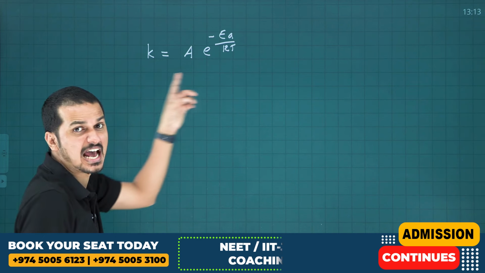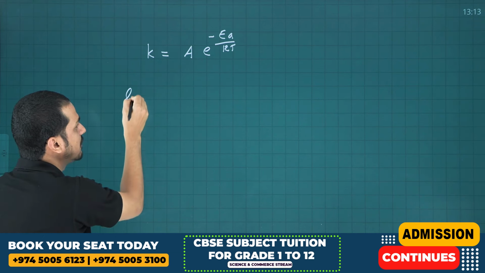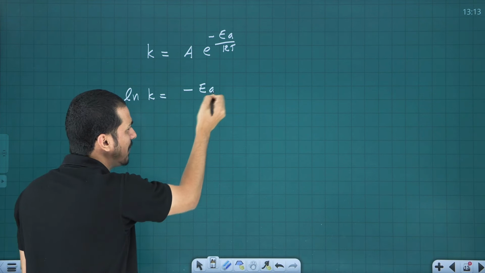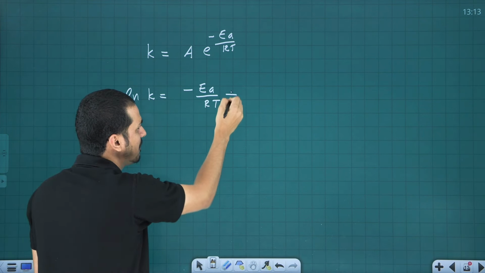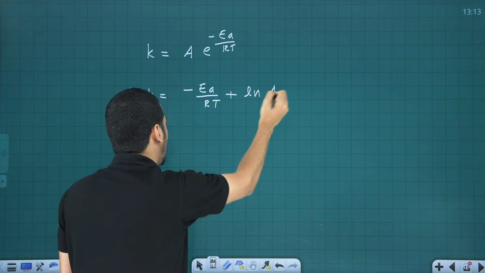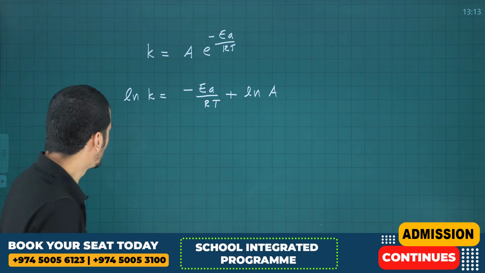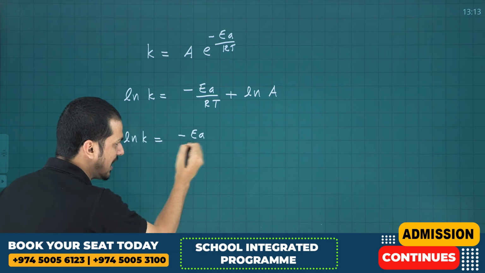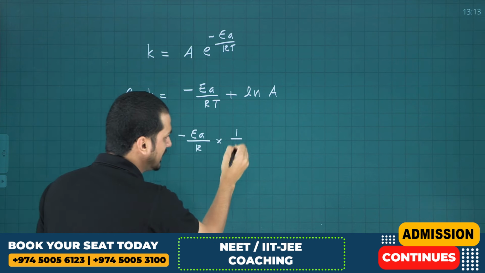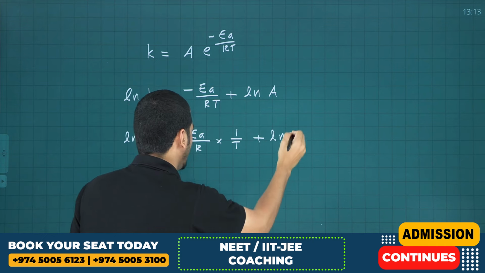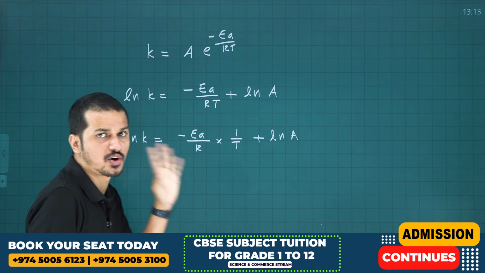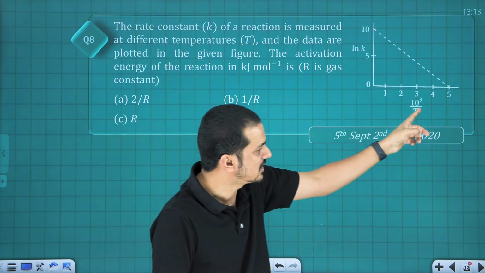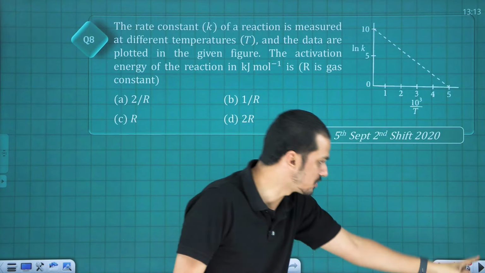From that, if I take the natural logarithm on both sides, the equation becomes ln K equal to minus EA by RT plus ln A. That is one equation you learned. So ln K equal to minus EA by R into 1 by T plus ln A. So it would be a ln K versus 1 by T graph, but this is not a ln K versus 1 by T graph. This is actually ln K versus 10 raised to 3 by T.